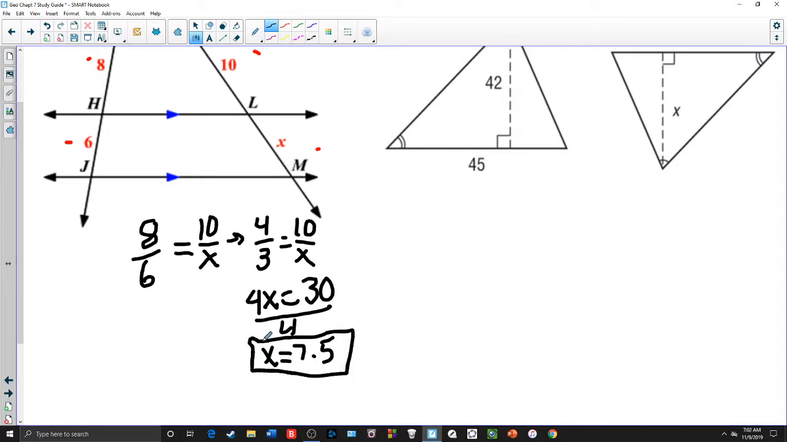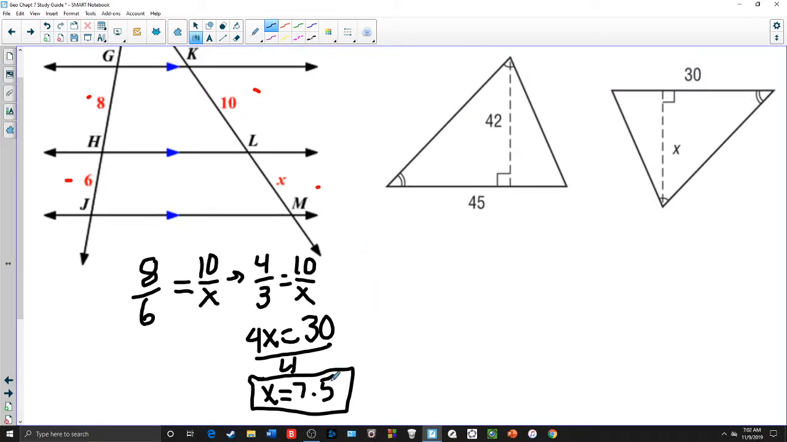So once again, very similar process to the last ones, just a different picture to go across. If you want to check your work, you can plug 7.5 back in and say 7.5 over 10 and 6 over 8. Those should both give you the same number. So this should give you 0.75, this should give you 0.75. If it does, great, you got the right answer. If it doesn't, you might need to go back and check your work. But that's a way you can see if you got the correct answer or not: plug it back in and make sure the fraction still holds.